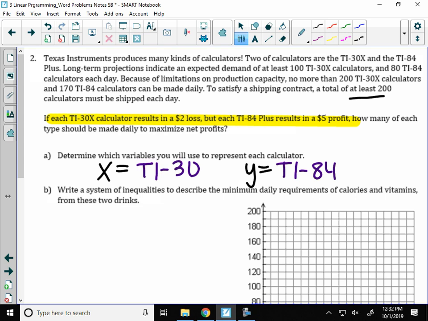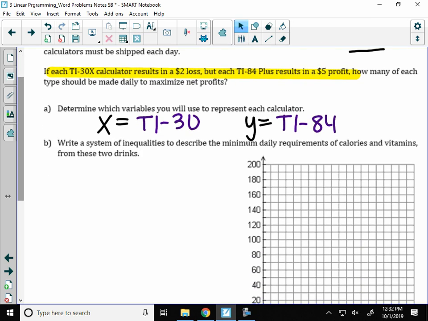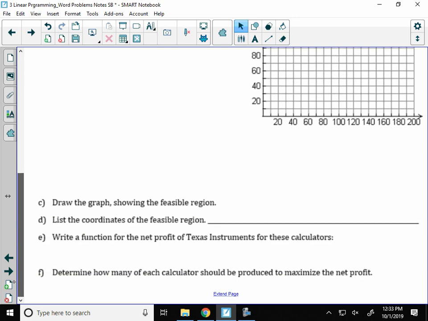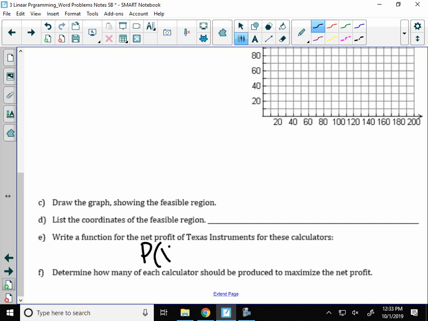Thank you. Okay, let's jump down to profit real quick. Let's do this one again first. Now, when I look at profit, I want you to watch the words up here. My profit is going to be very similar. P of x and y. Now, profit for x, the TI-30. What did I say the profit was there? A loss. How do I write mathematically a loss? -2. So these actually don't make TI very much money. Texas Instruments loses money there. How much do the 84s make them? Plus a positive $5 per TI-84.